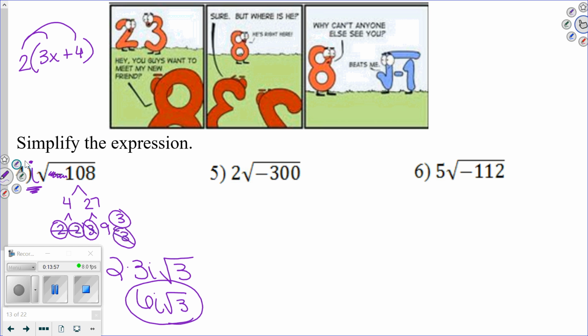Number 5, i or no i? i. Good. All right, so again, if you want to put the i out front, that's fine. If that makes it easier for you, whatever works. 300, and my brain sees that as 3 and 100. But you can go either way. All right. I'm going to go 2 and 50, 2 and 25, and then 5 and 5.